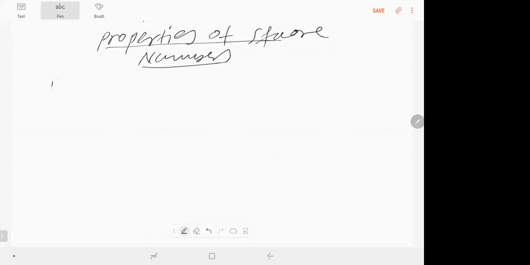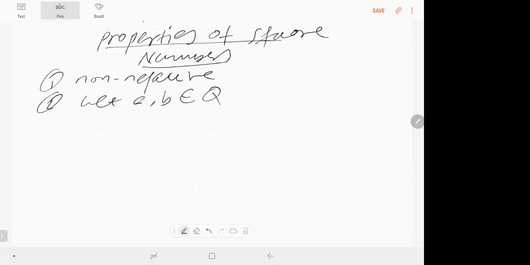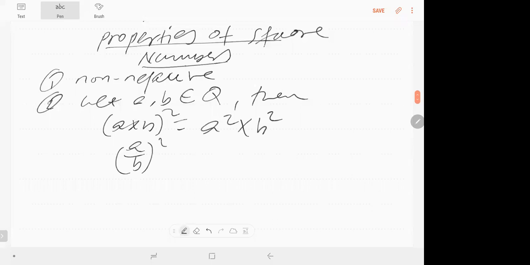The first property that we considered: square numbers are non-negative. So when we take the square of any rational number, the value is positive or 0, non-negative. The second property, let A and B be elements of rational numbers, any rational numbers, then by property, (A times B) squared means A squared times B squared. And also (A over B) squared means A squared over B squared.